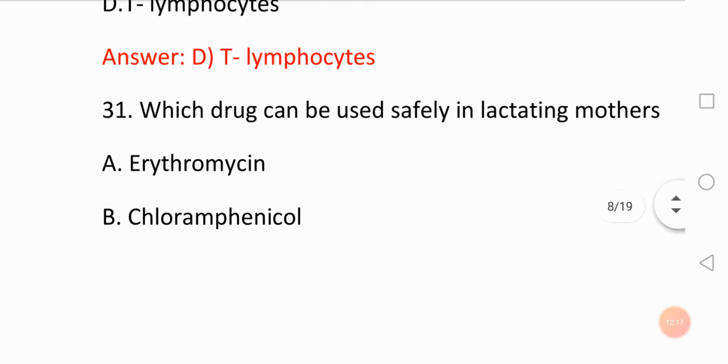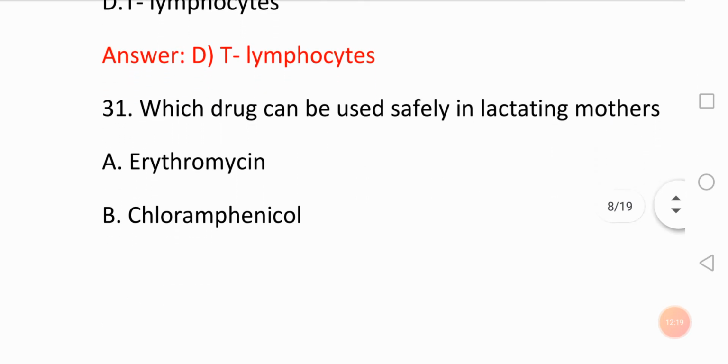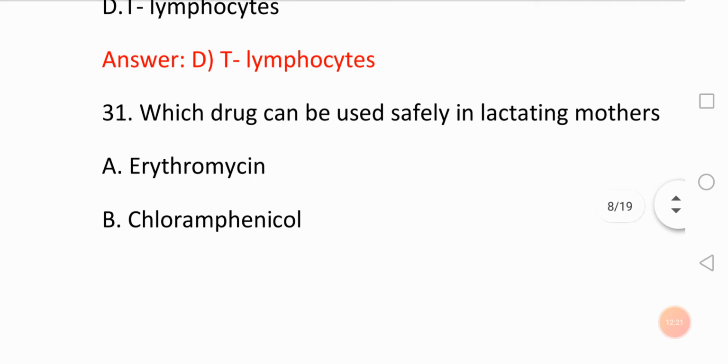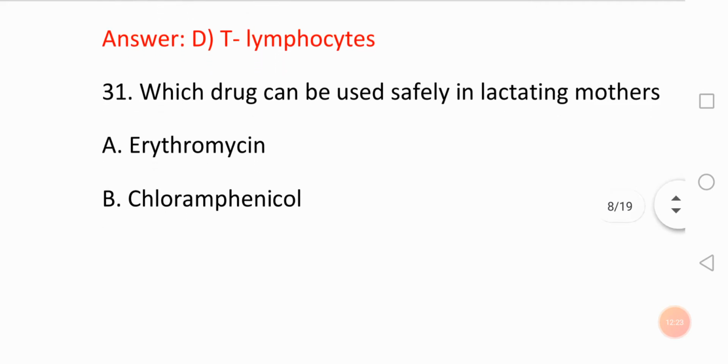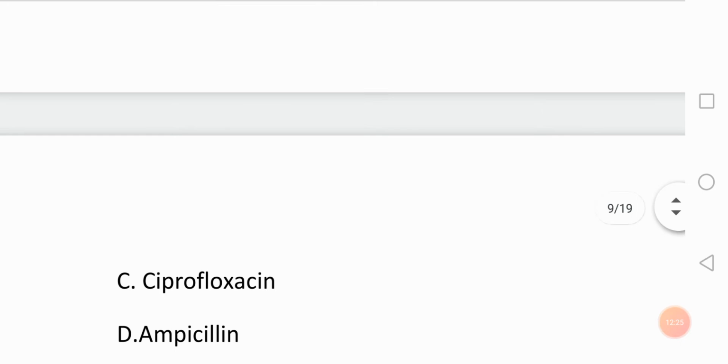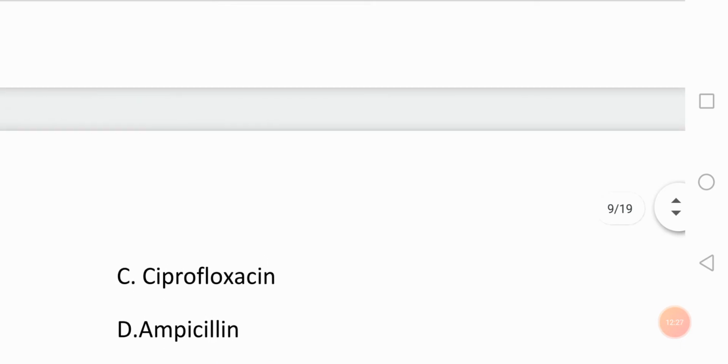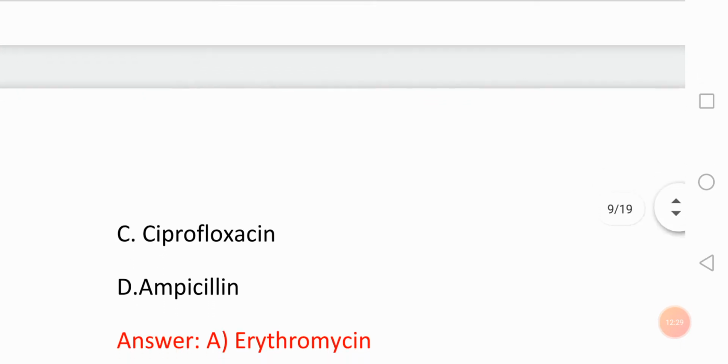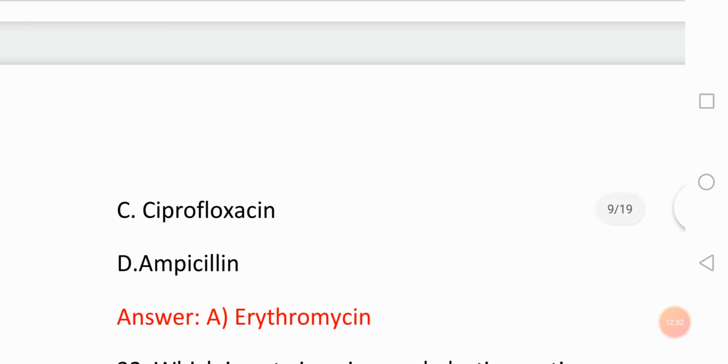Which drug can be used safely in a lactating mother? A. erythromycin, B. chloramphenicol, C. ciprofloxacin, and D. ampicillin. And the answer is A, erythromycin.